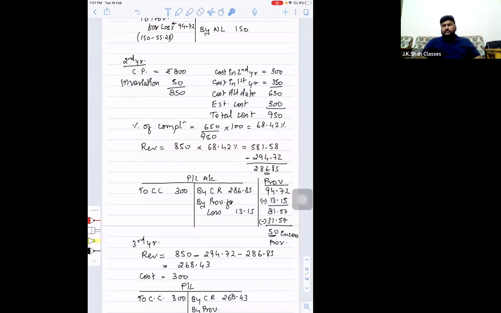Okay, sir. What difference will it make? Only the difference is that the provision that is going to get reversed in the second year will be a lesser amount or a higher amount, because your cost in the second year will be 350 as you are saying, but it is not going to change my overall solution. Okay. I just want to clarify that. It is not going to affect at all. Even if the cost of the second year is 300 or the first year is 350, it is not going to change any point. Okay, sir. Thank you, sir. Yeah, welcome, ma'am.